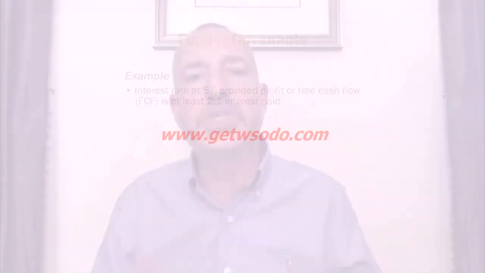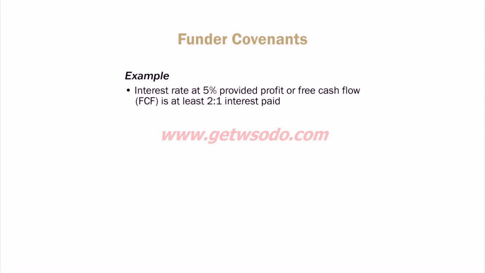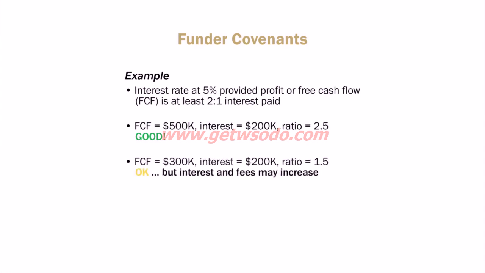To give you an example, let's assume that you borrowed money at a 5% interest rate. The covenant requires the profit or the free cash flow to be at least 2 to 1 the amount of interest that's being paid on a monthly basis. So if the free cash flow is $500,000 and the interest payments were $200,000, then the ratio is 2.5. So that's okay. If the free cash flow is only $300,000 and the interest is $200,000, then the ratio is only 1.5, a breach of the covenant. You're still okay. You're still making money. You've still got cover. But the lender might say, well, no, you breached the covenant.